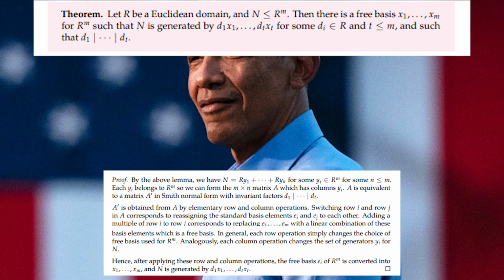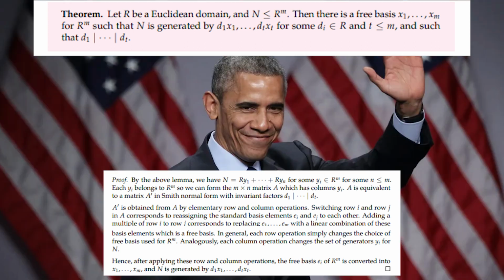We start by using that lemma we just proved to get N is Ry1 up to Ryn for some yi in R^m, for some n less than m. We can then put these into a matrix A with columns corresponding to the ys. Then put it into Smith normal form as A prime, which gives us invariant factors as we want. To put into Smith normal form, we apply elementary row and column operations. This converts the free basis of R^m into the free basis x1 up to xm that we want.